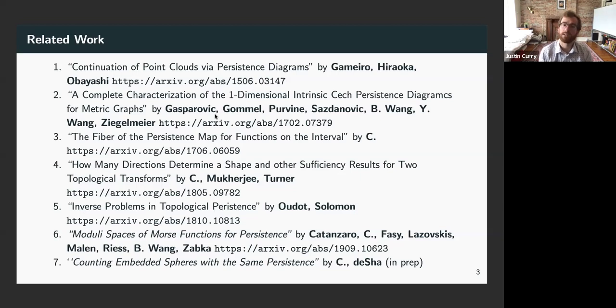And then some of the ideas I'm going to be talking about today started in discussion with a larger group of people at the Institute for Mathematics and its Applications. And it's been given the title of Moduli Spaces and Morse Functions for Persistence, which was recently published in JACT. And then the main result of today is going to be counting embedded spheres with the same persistence. And this is in preparation with my PhD student, Jordan Deshay.